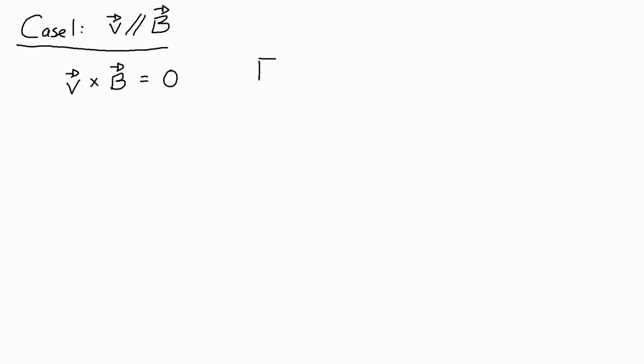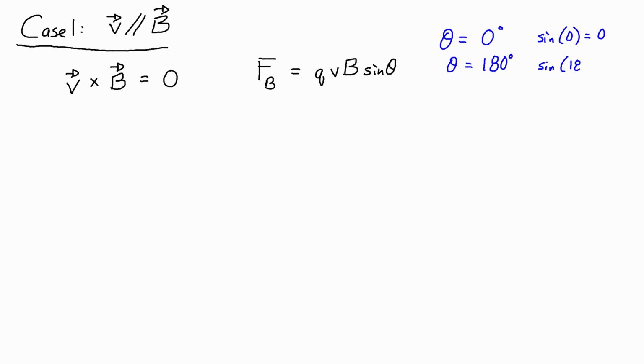You can actually see this from the other form of the equation, F equals qvB sine theta, because if the velocity and magnetic field are parallel, then theta is either equal to 0 if they're in the same direction, or theta would be 180 degrees if they're in opposite directions. And in both cases, sine of 0 gives 0, and sine of 180 also gives 0. So when v and B are parallel, the sine portion of this equation goes to 0, and that means that the magnetic force is equal to 0.